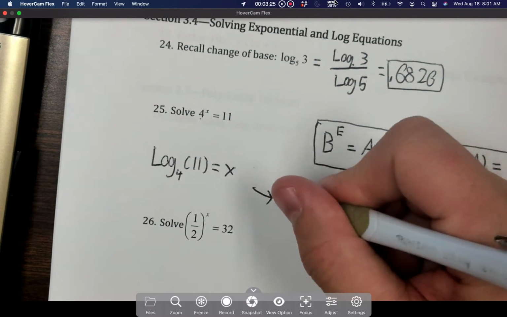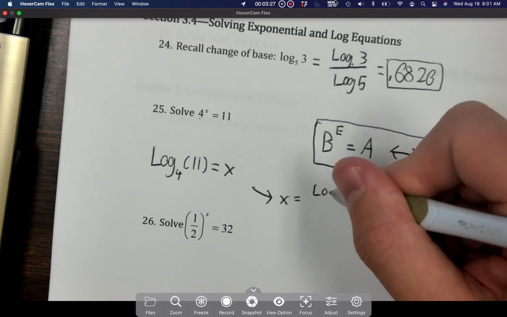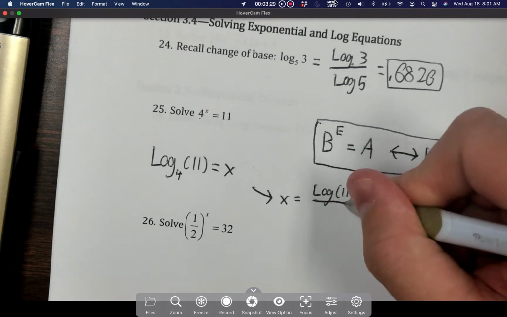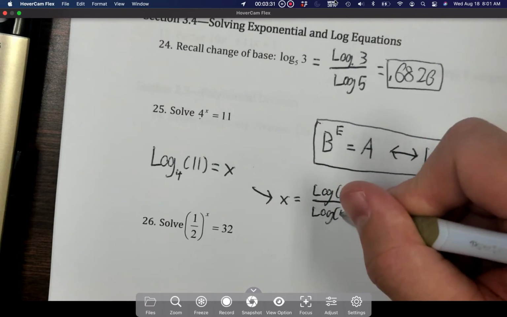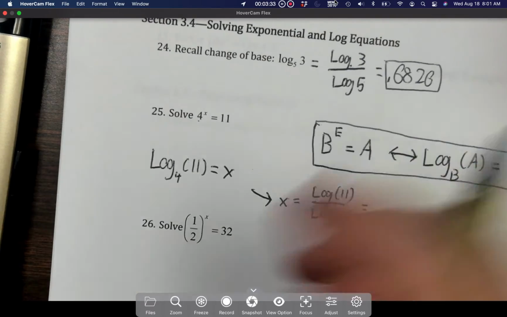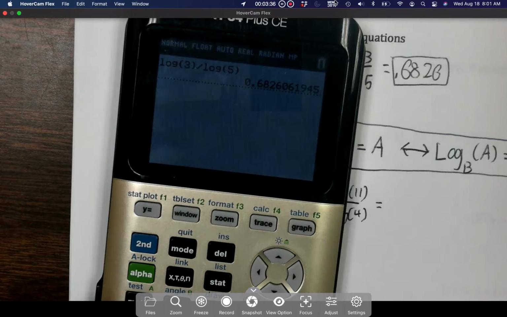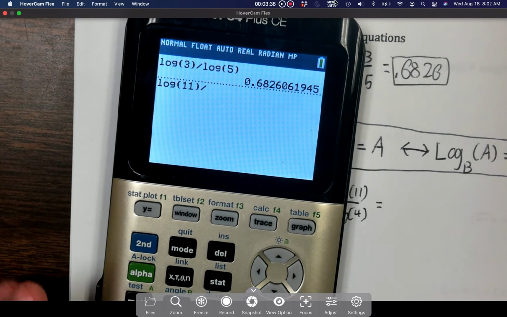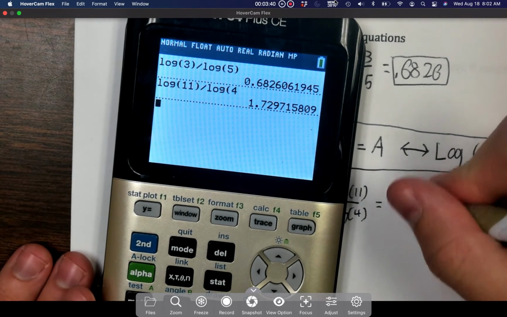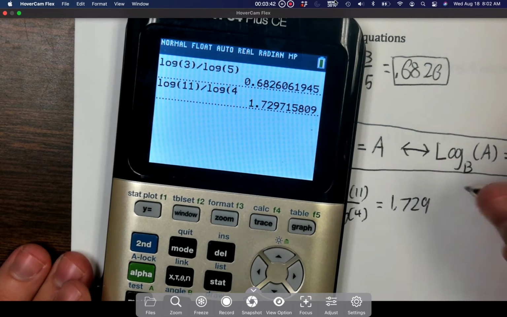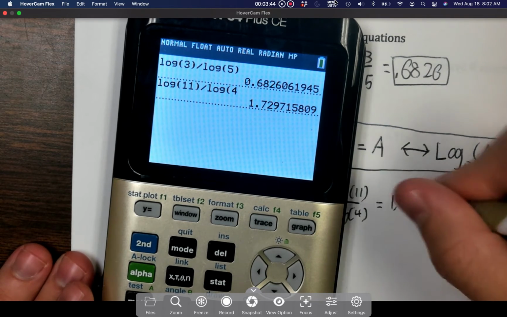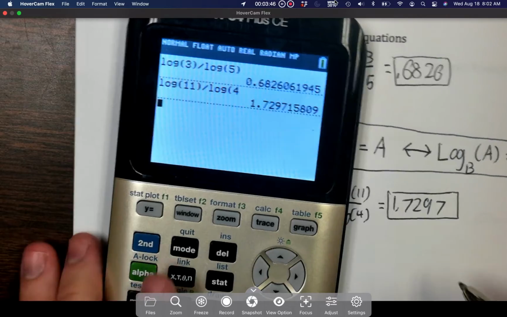Well, now all I need to do is say, oh, that means I'm going to type log 11 divided by log of 4 in my calculator, and I'll have my answer. So log 11 divided by log 4 is 1.7297. Definitely getting some ugly answers there. All right, let's keep on going.